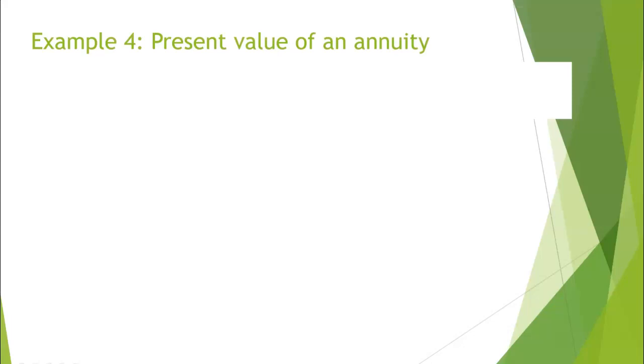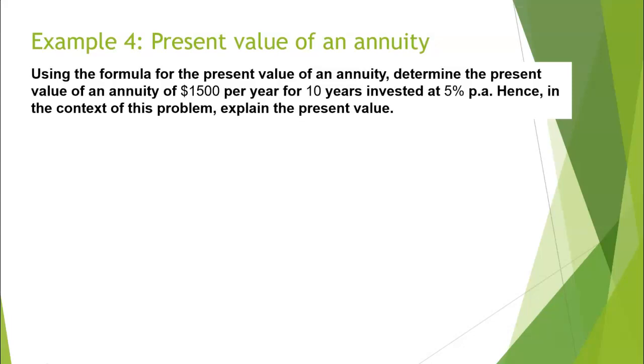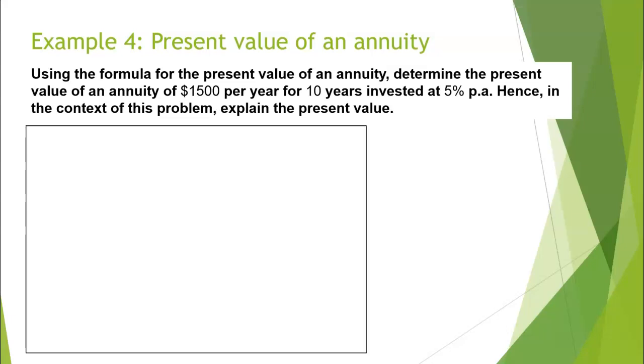Okay, so now let's look at an example of the present value of an annuity. So using the formula for present value, determine the present value of $1,500 per year for 10 years invested at 5% per annum, and explain the context of this problem, what that means. So let's write down the information that we know.